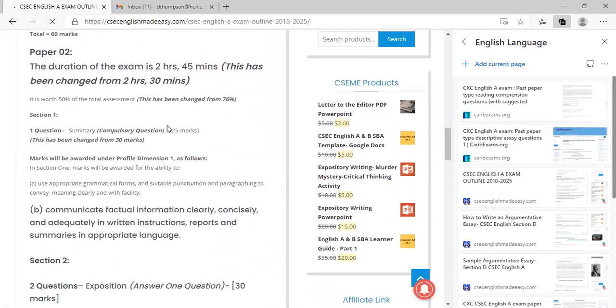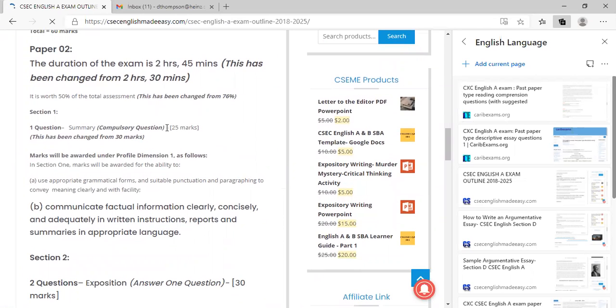So the duration is almost 3 hours. This is 2 hours and 45 minutes, usually it would be 2.5. But the first question, as I said, is summary writing, right? It's allotted 25 marks, was previously 30, right?